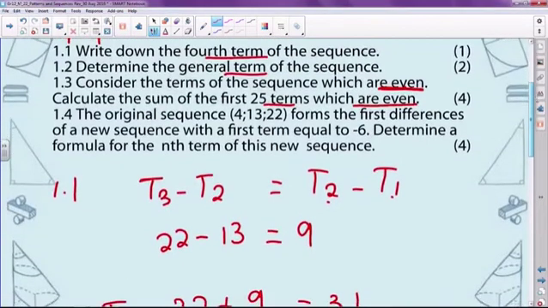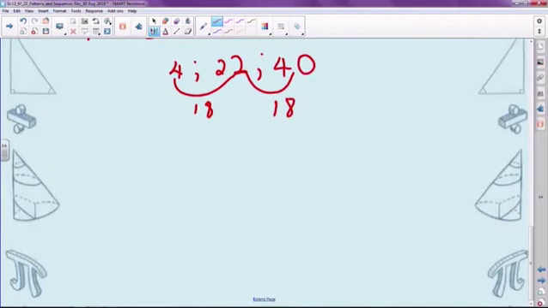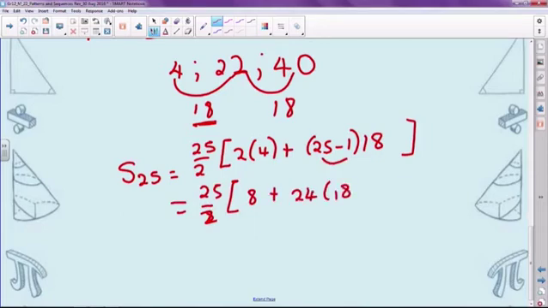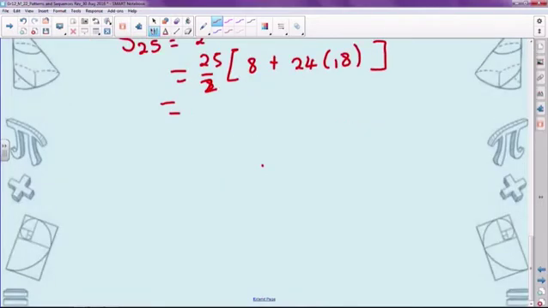So they asked us, calculate the sum of the first 25 terms. So I'm going to use my formula. S25 is equal to n over 2, where n is 25, into 2 times a, which is 4, plus n minus 1, so 25 minus 1, times the common difference, which is 18. All right, so I get 25 over 2 into 8 plus 24 times 18. So at this point you whip out your trusted calculator and let's plug that all in and see what we get.